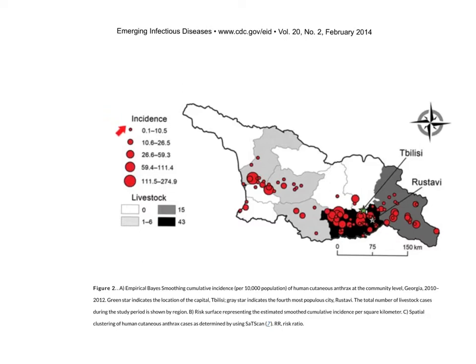And then here in red, we have what we call graduated symbols. Notice that all my dots are red. Increasing in size also corresponds to increasing in value of incidence. In this case, the larger the circle, the greater the amount of human anthrax cases per that community for the time period for the study.